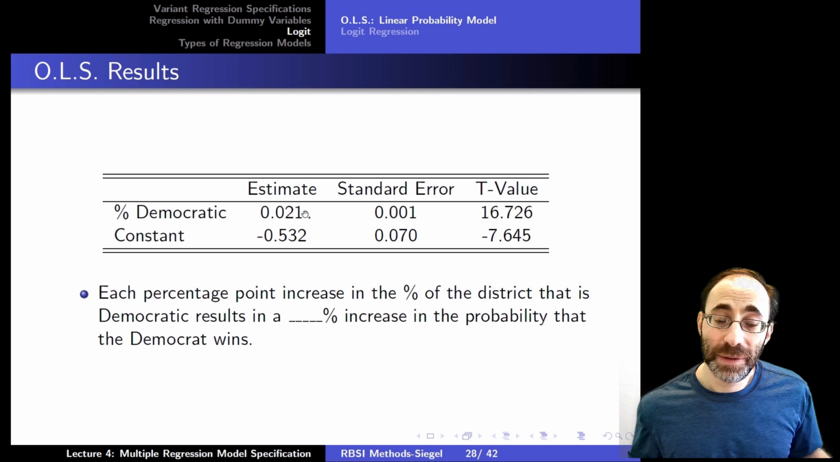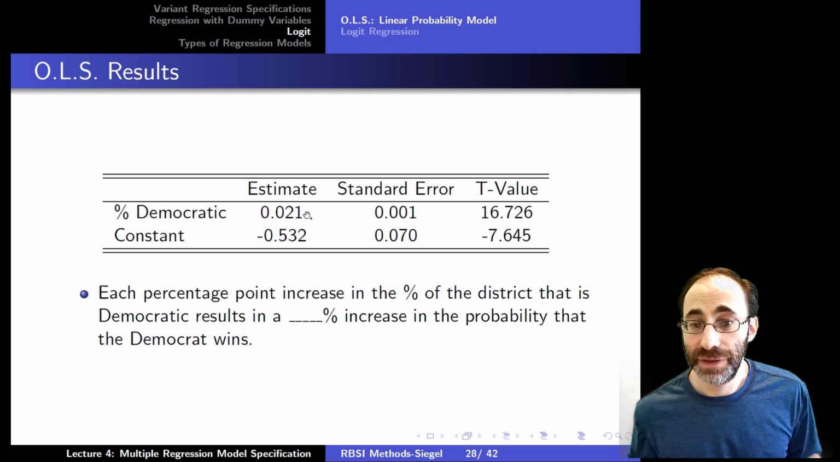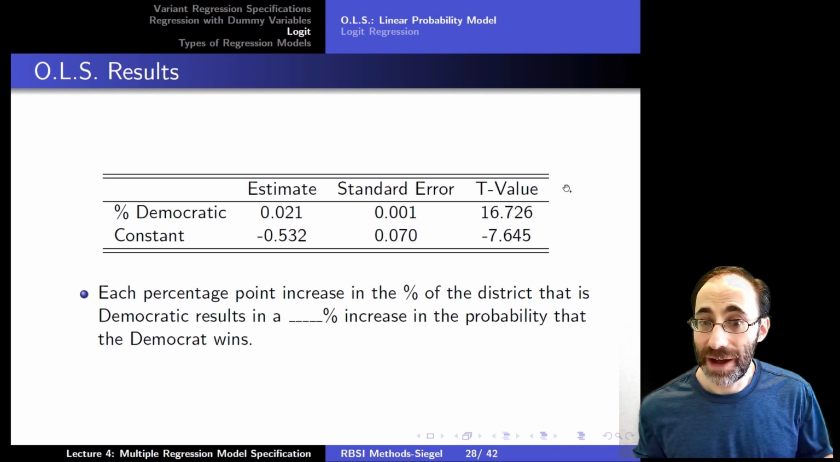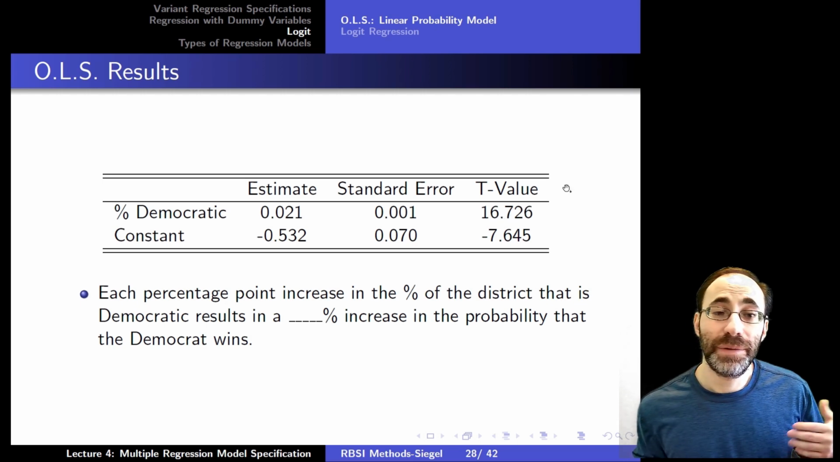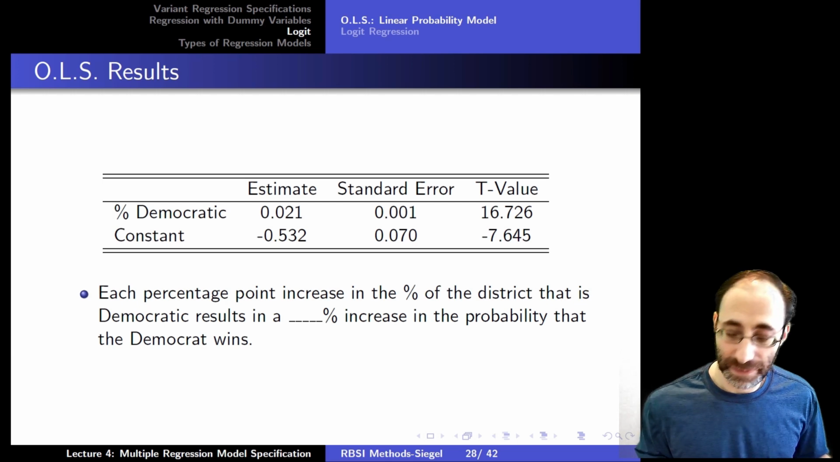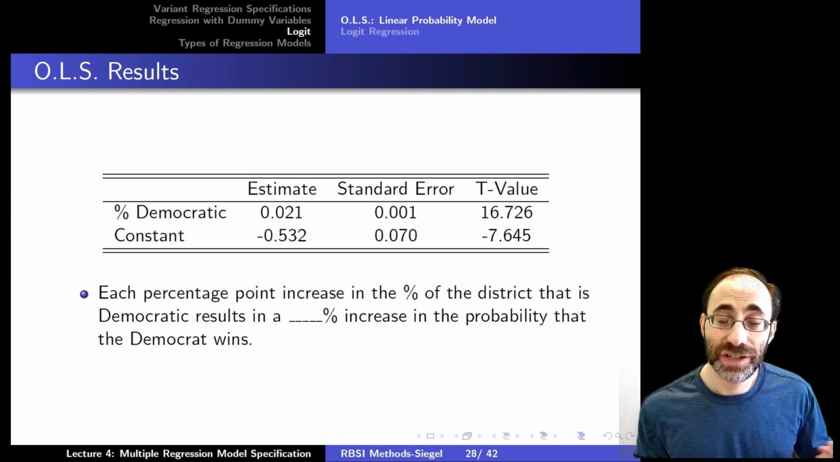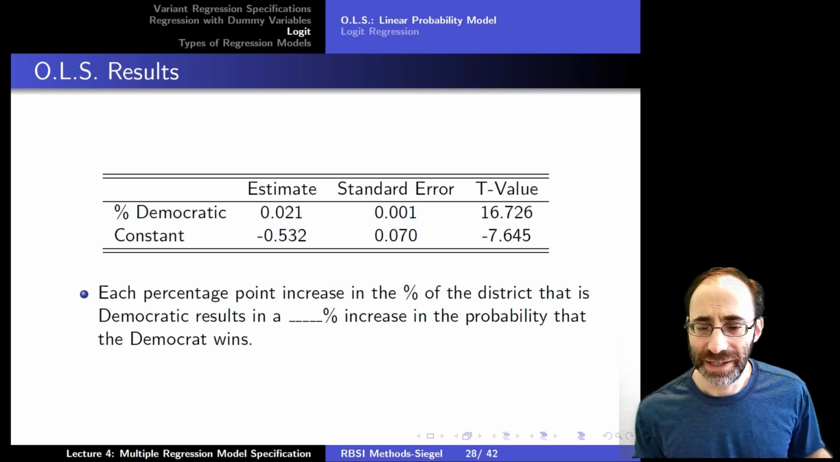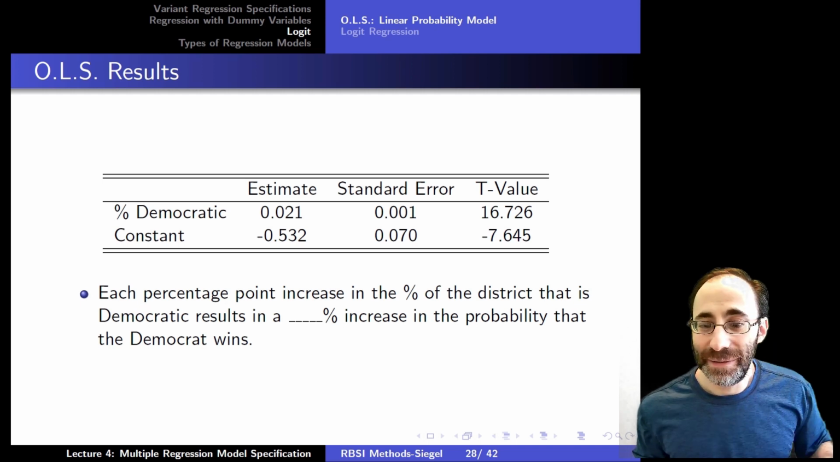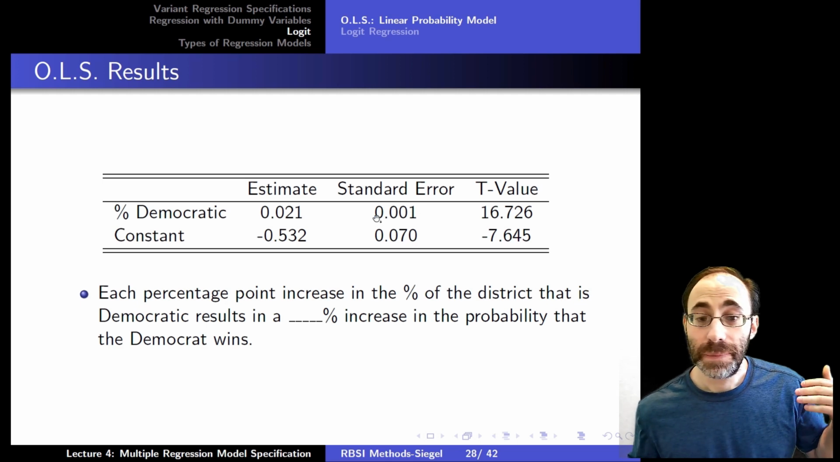We get an estimate of 0.021 with a very small standard error, it's a decent sized sample, and a large t-value, so we can reject the null hypothesis in this case that the percent Democratic in the district does not affect the chance of voting for the candidate, which kind of makes sense. Partisanship is important for vote choice.